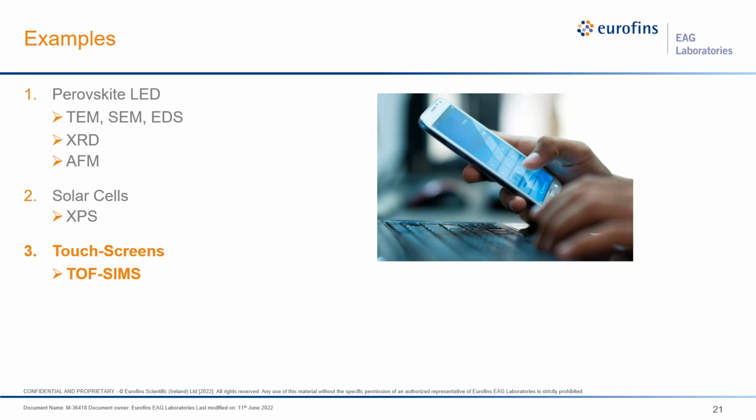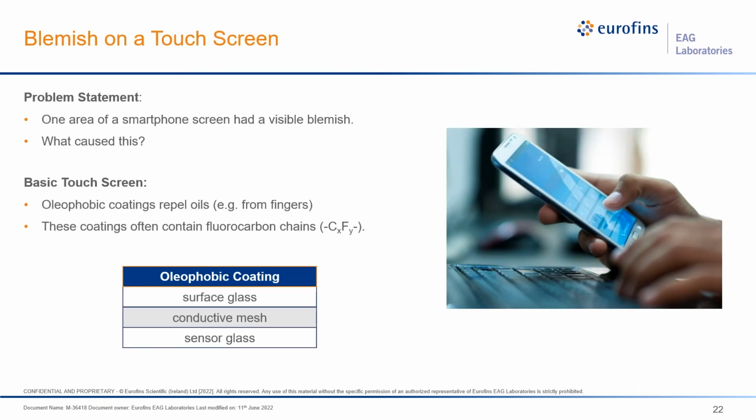The examples we've discussed so far have been elemental and inorganic films, but organic films are also a part of our everyday lives. Many touchscreens have an oleophobic or oil-repelling coating on their surfaces. These coatings tend to be fluoropolymers. In this example, we will investigate a visible blemish found on a smartphone screen. This appeared to be a surface defect, so a technique that could identify organic molecules with trace detection limits was needed.